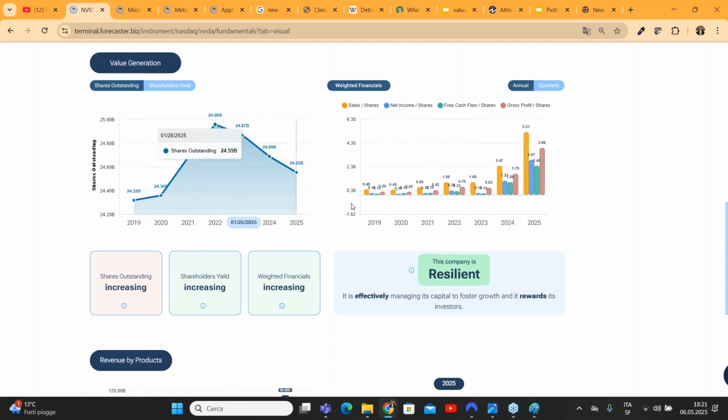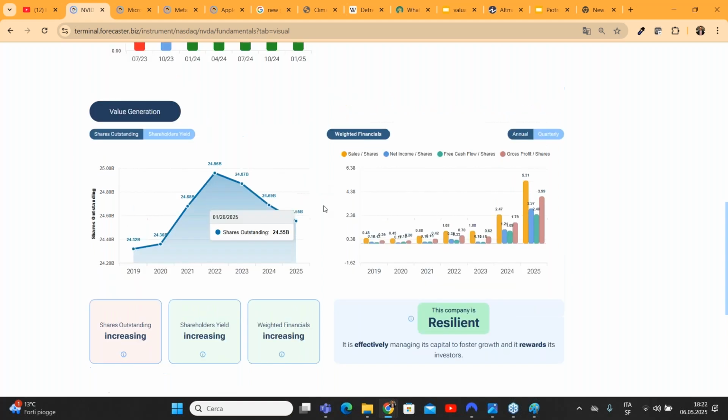And here we have a very nice parameter, which is the shares outstanding. Very important because this is the number of shares that are on the market. And if the number decreases, it's something really good for us investors because the intrinsic value of all the other shares that remain on the market tends to grow.